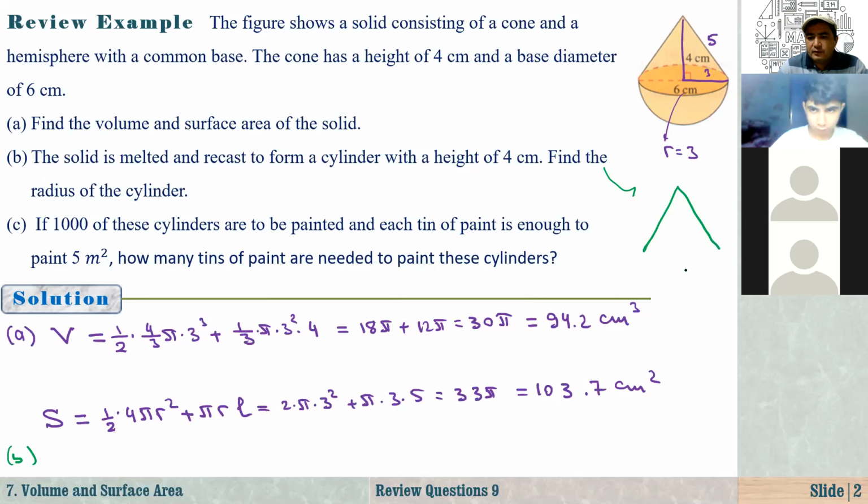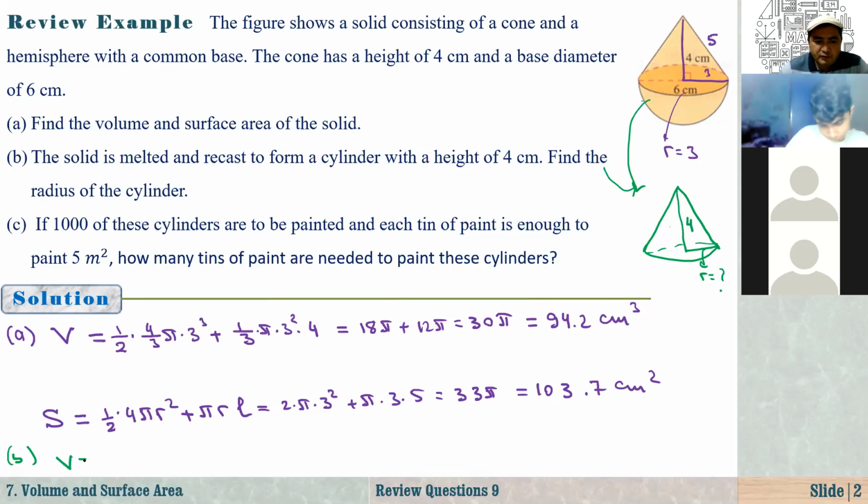All right. So we are talking about this cylinder. It says that the solid is melted. We are just melting this and forming this kind of object, and recast to form a cylinder with a height of 4 centimeters. So the height is 4 centimeters, and this one is the radius. Find the radius of the cylinder. So the radius we don't know, so we are looking for this. We are just melting this thing and recasting it into the cylinder. Their volume must be the same.